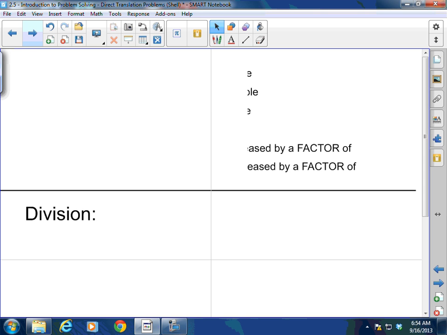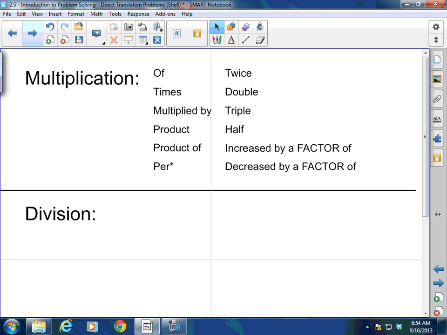Multiplication. Of, that's the big one, of. 1/3 of, 4/5 of. Of means multiply. Please remember that. Times, multiplied by, product, product of, per. I have a little asterisk here, okay? A lot of people don't teach per as multiplication. They teach it as division, but I think it could really be used as both.